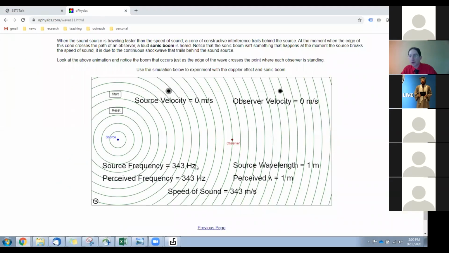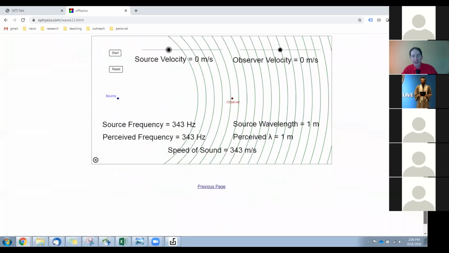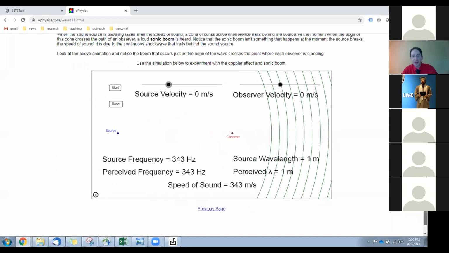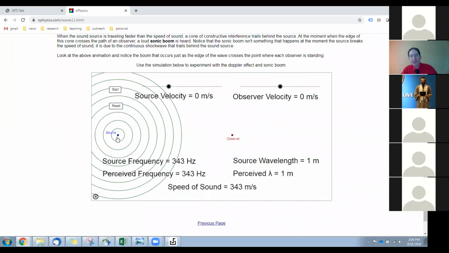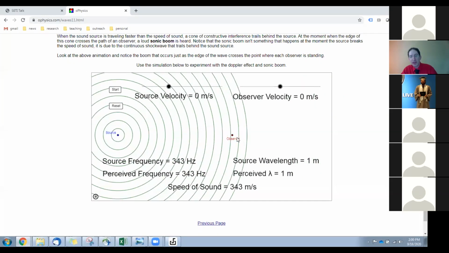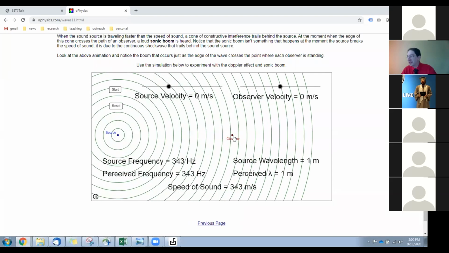So you can just Google and find these things. Every time I teach the class, it's usually a different one that comes up here. There we go. And let's see, I'm starting it. And here we have a stationary source. Here we have the observer receiving them at the same rate that they're being emitted.